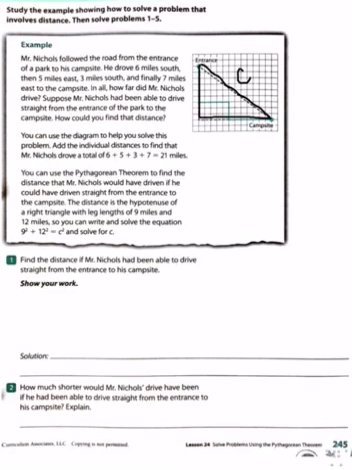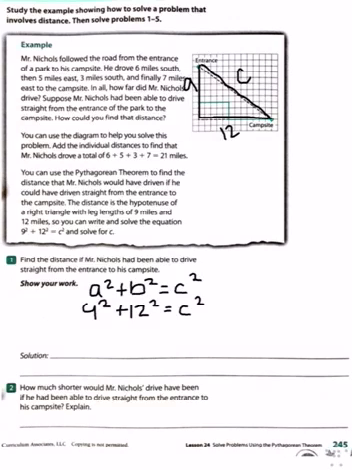Going here, it is going to be 9 squares, and here it is 12 squares. So when you set it up, you set up a squared plus b squared equals c squared. Go ahead and plug in your numbers. 9 squared plus 12 squared equals c squared. You can keep solving. 9 squared is 81. 12 squared is 144.